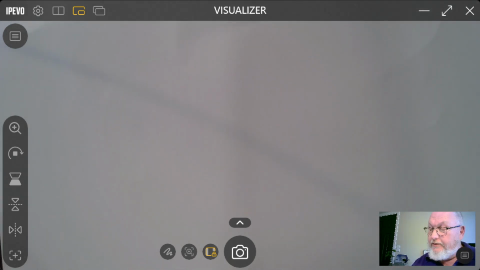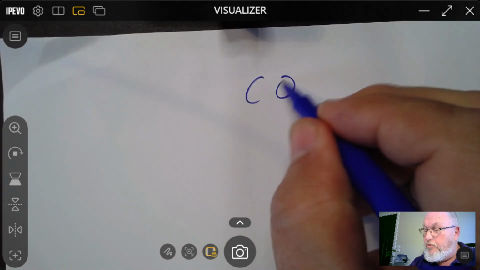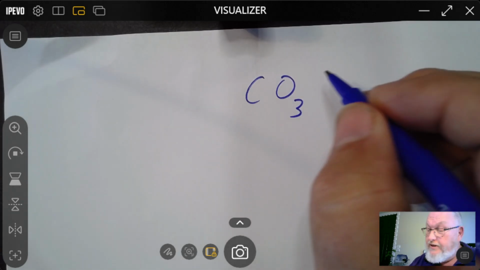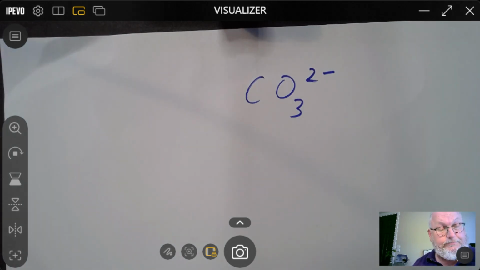Let's look at carbonate, one of my favorite ones. All right, CO3, and if you look at the chart, that has a 2 minus charge. A 2 minus charge.